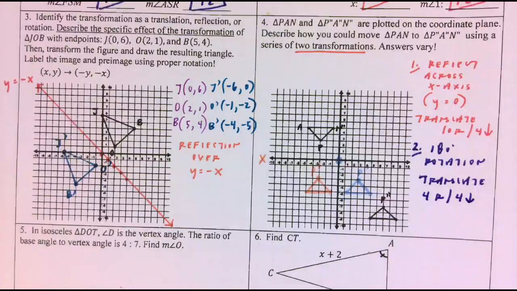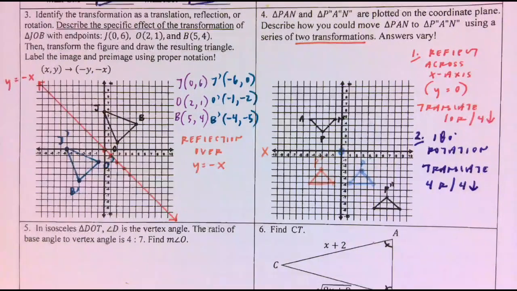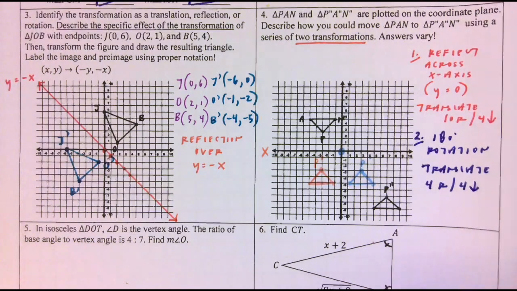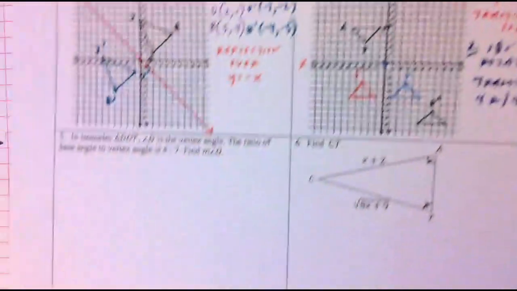Okay, but again, you could have many more options. You could reflect over different lines. You could have reflected over x equals or y equals equations, and then slid it to its final position, etc. So many options for this problem. Okay, next up.